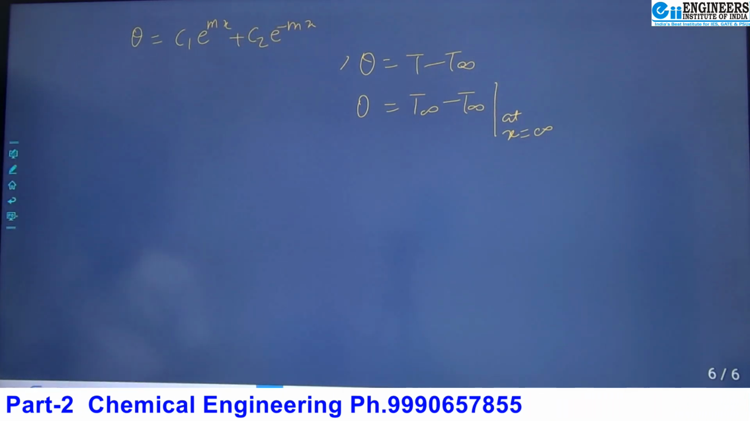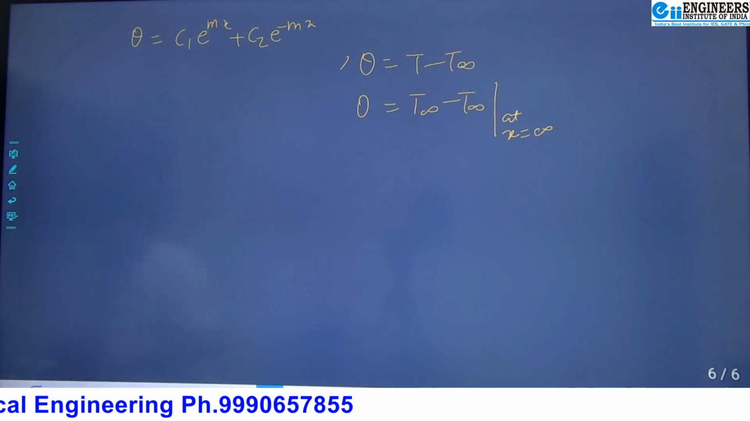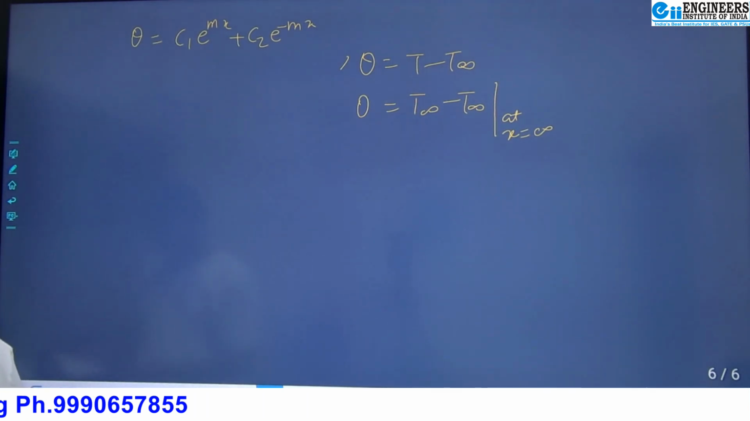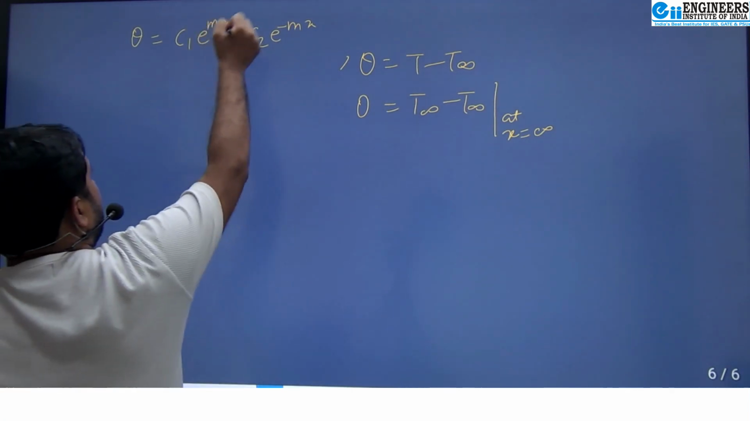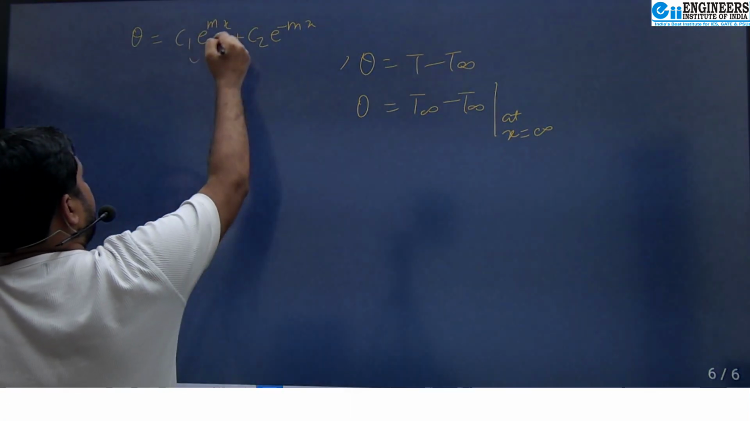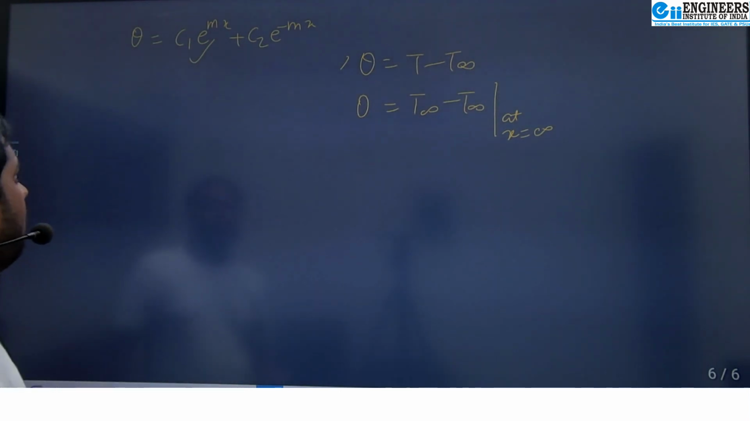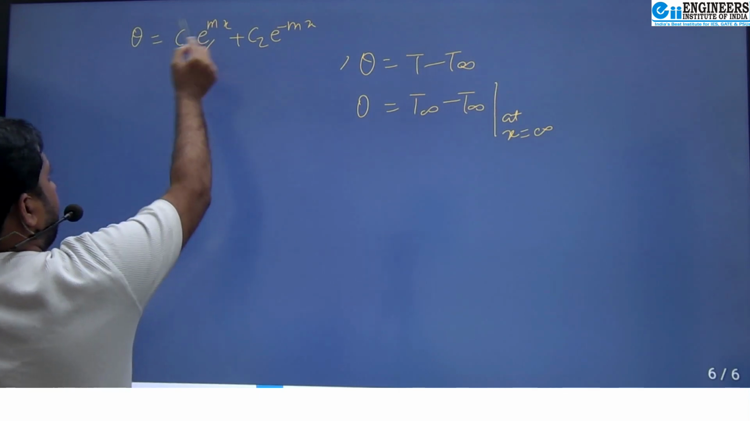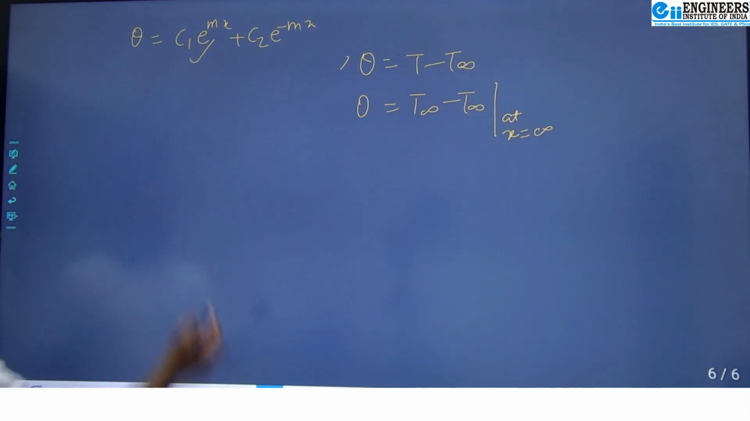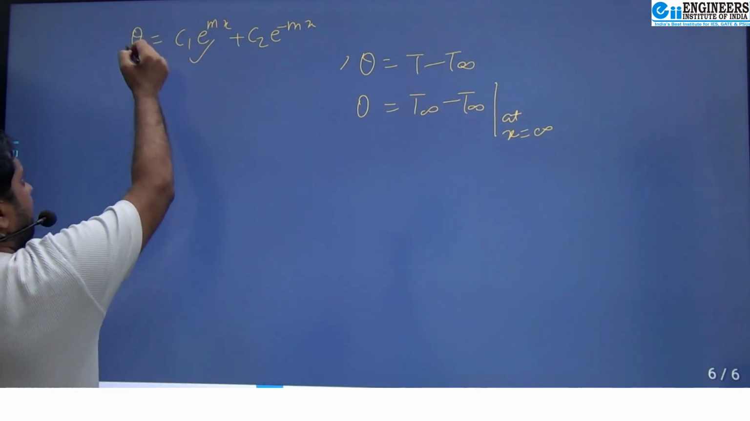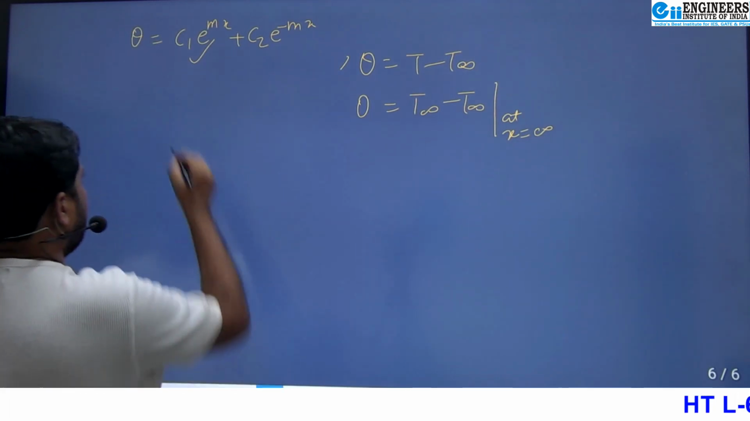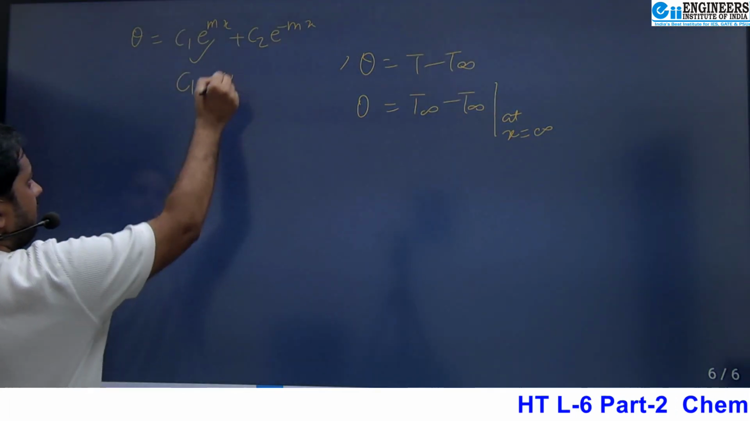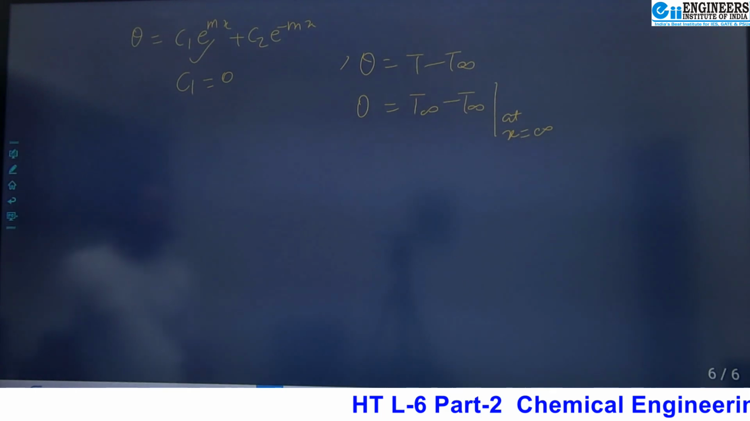But in this particular case, if we put an infinite value, this term becomes infinite. So it cannot be infinite. So in that particular case, C1 must be 0, because this theta cannot reach infinite. So C1 is 0 from the statement of boundary condition 2.